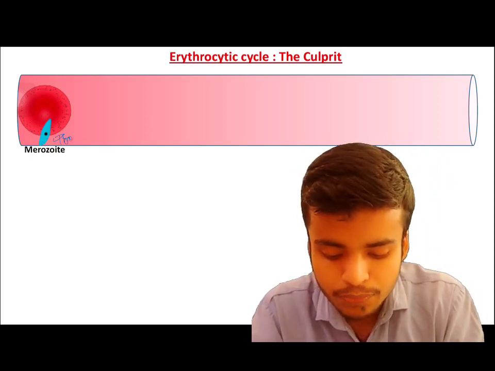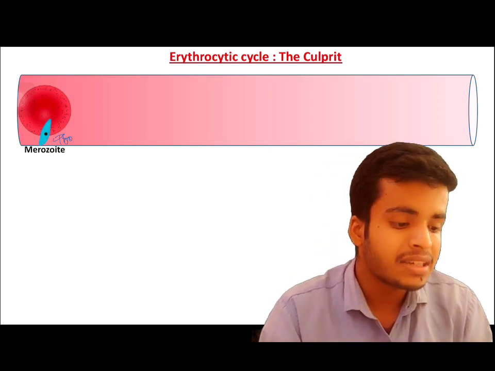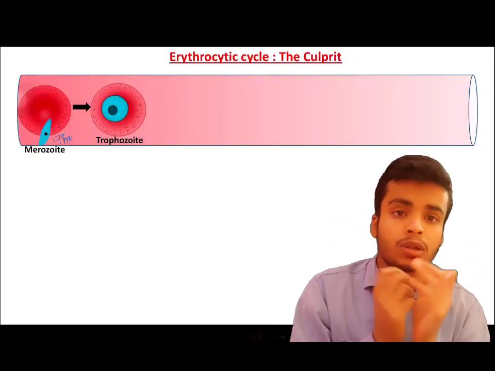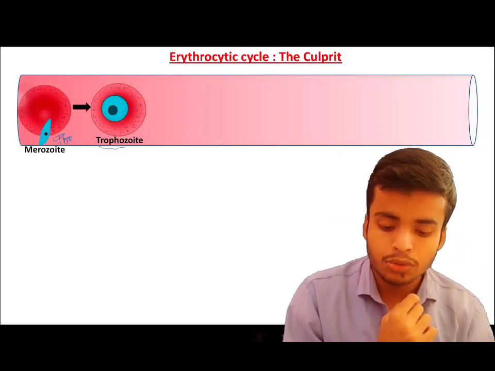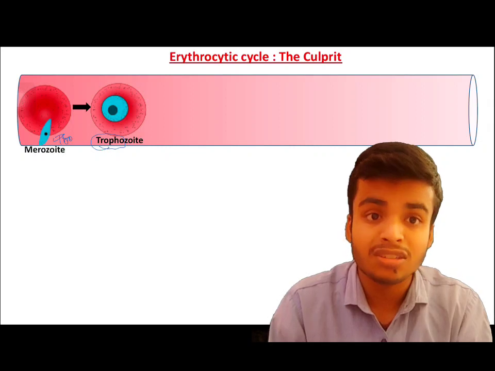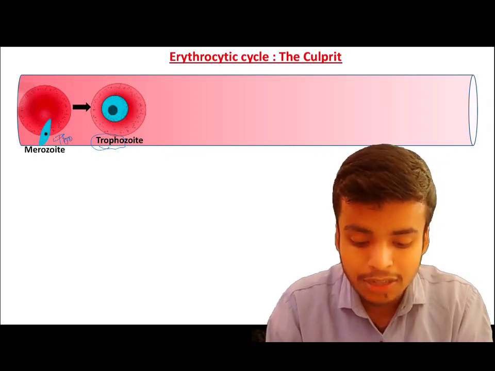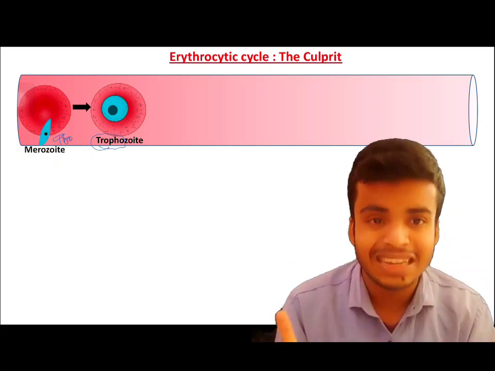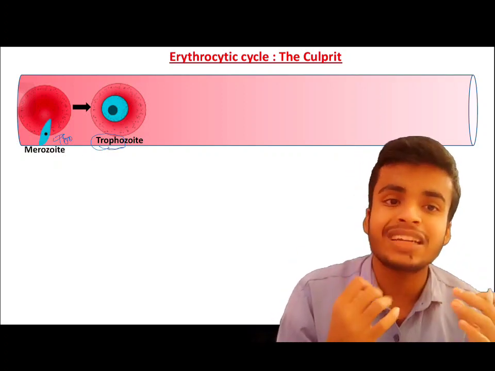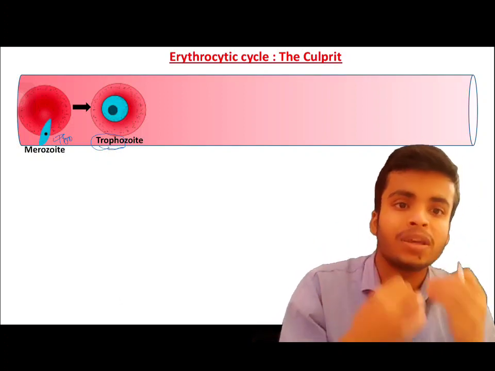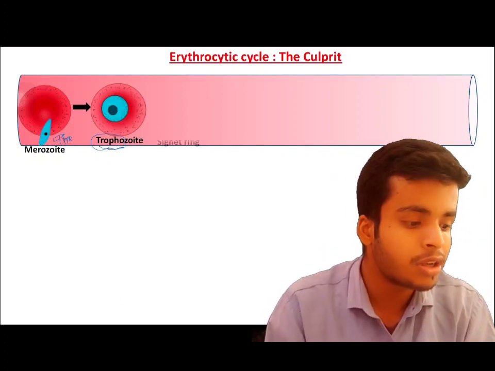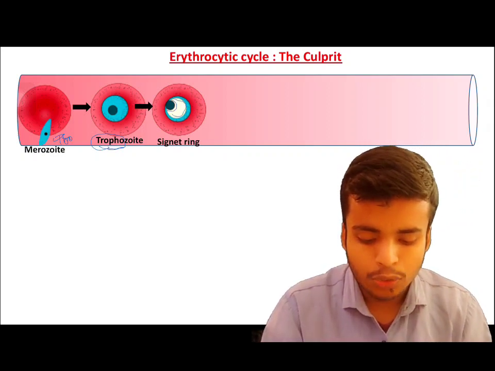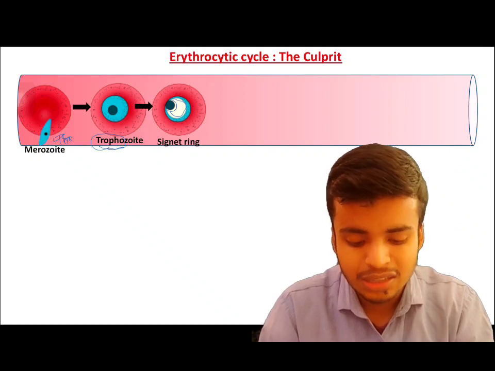Now this is trophozoite. It consumes lots and lots of food. Trophozoite means feeding form. So it consumes lots and lots of food, and what will it do then? It will increase in size. The size will increase so much for digestion that the nucleus will be pushed to the periphery. The trophozoite feeding stage feeds a lot on the hemoglobin, and now it has to digest that, so it increases the vacuole.